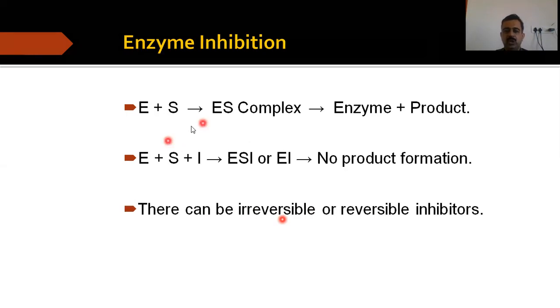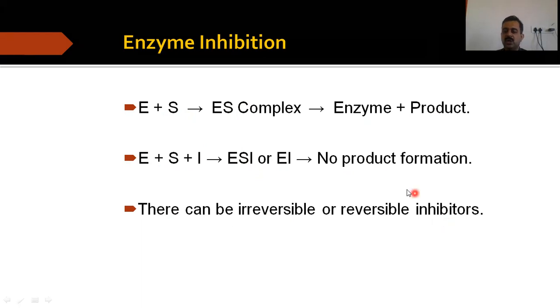For example, we know very well: enzyme E plus substrate gives enzyme substrate complex, which gives enzyme plus product. Now, when we add an inhibitor, what will this inhibitor do? The inhibitor forms a complex, enzyme plus substrate plus inhibitor, the ESI complex, or it is also called the EI complex, and no product formation will take place. Means the rate of reaction that takes place in this ES complex is being inhibited with the help of the inhibitor. There are irreversible and reversible inhibitors.